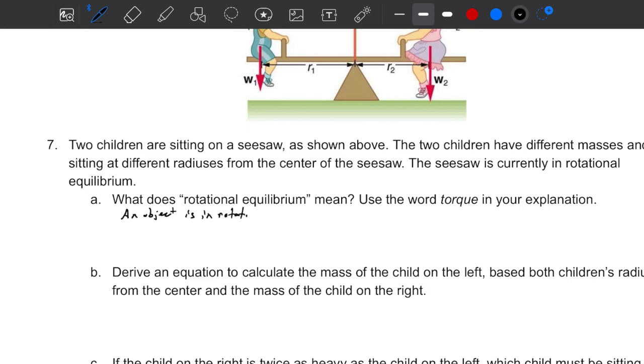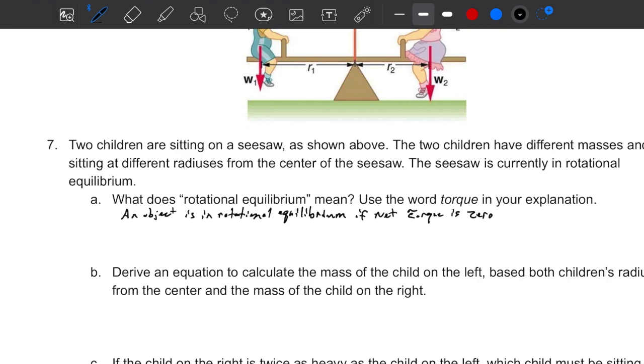What does rotational equilibrium mean? Well, equilibrium in any system, think about linear. When we said that something was in equilibrium, the forces were balanced. But now we're talking about a twist or a turn or an angular velocity, angular acceleration, that sort of thing. But we're going to keep our mindset the same. Equilibrium means balanced. In this case, balanced torques.